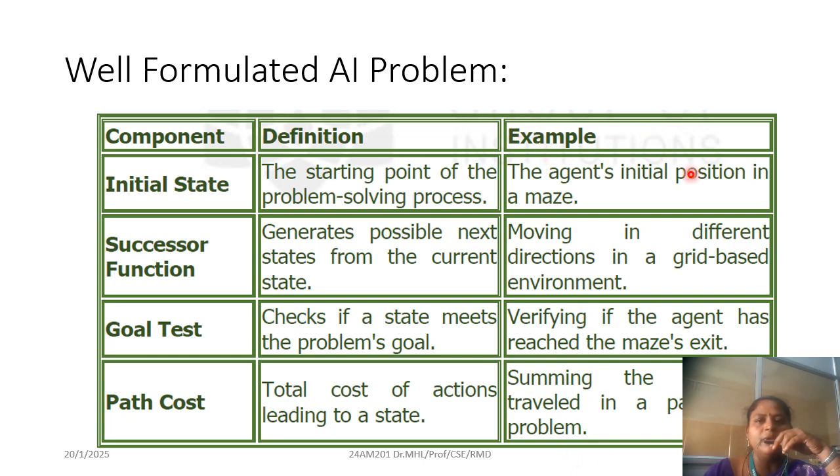To give an example, agent initial position in a maze. In the maze problem, agent's initial position is called as initial state. Moving in different directions in a grid-based environment, every move can be called as a successor function. Verifying if the agent has reached the maze exit, that determines the goal test. And summing the entire traveled path cost is called as path cost.